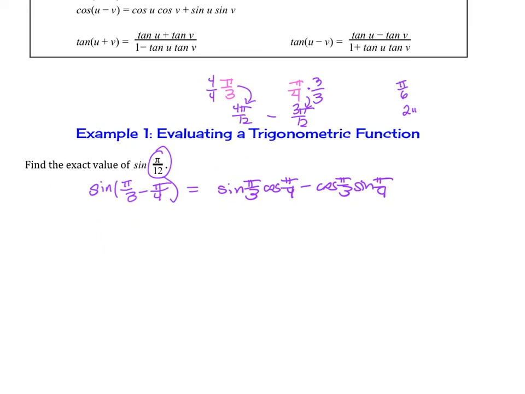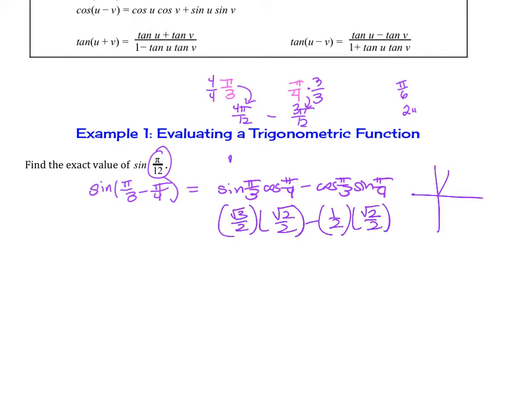And then we know these values. We know pi over 3 and we know pi over 4. So we're in the first quadrant. Sine of pi over 3 we know is root 3 over 2. Cosine of pi over 4 is root 2 over 2. Minus cosine of pi over 3, that is a half. And sine of pi over 4 is root 2 over 2. Then we simplify. So this is root 6 over 4 minus root 2 over 4.